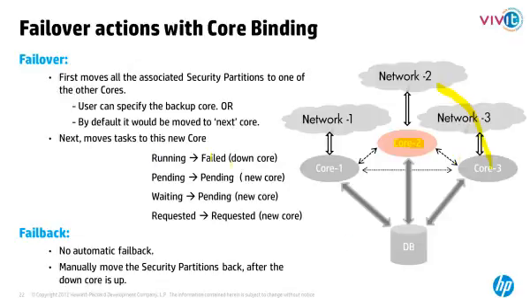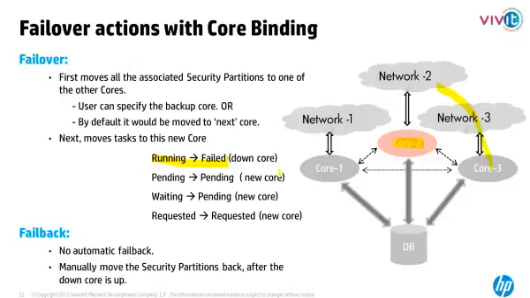Now, what are the actions when we trigger, when we move the tasks? Let's say core 2 has some running, some pending, some waiting, some requested tasks. First, running: all the running tasks will be moved to failed for the down core. We don't want to move a running task to a different core. First, that would be very complex, and other thing is we don't know which state the task was in when the failover got triggered. So we'll just mark it as failed, and you can do the search.